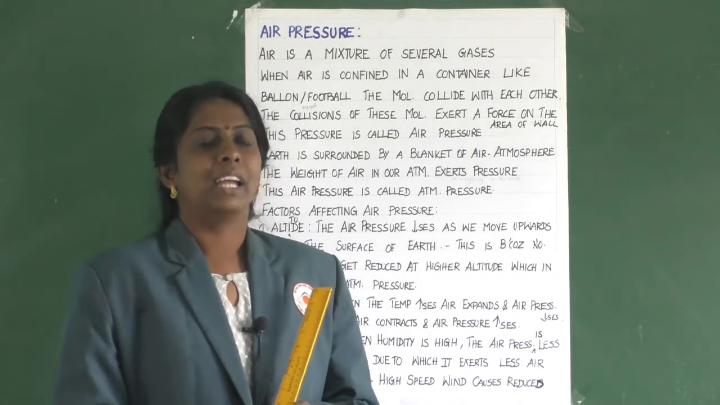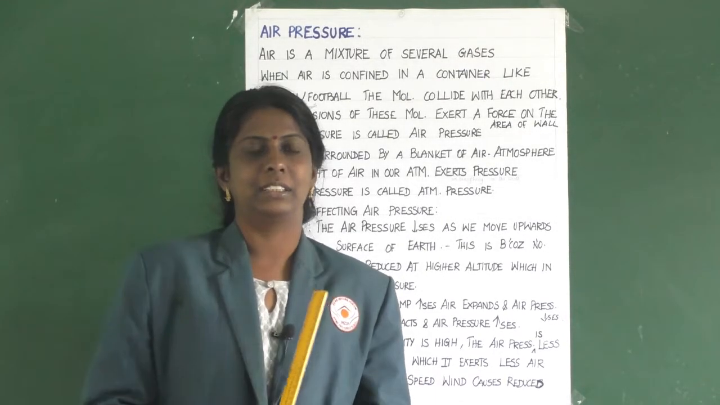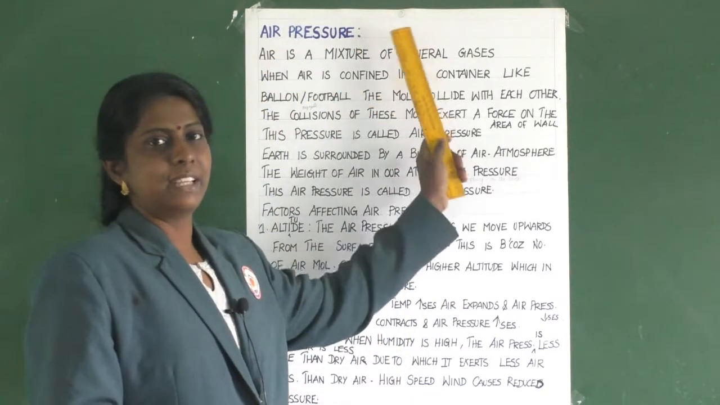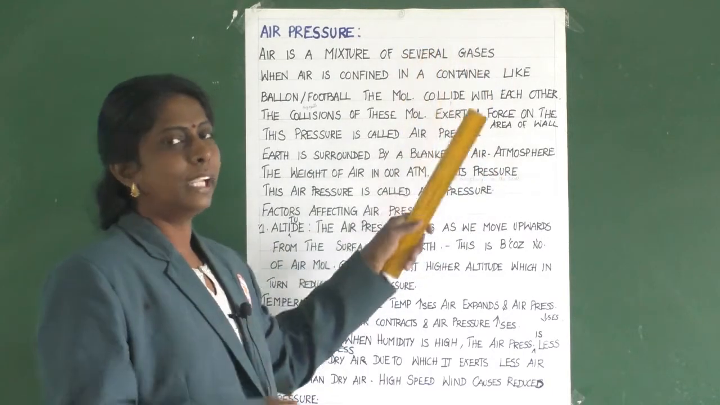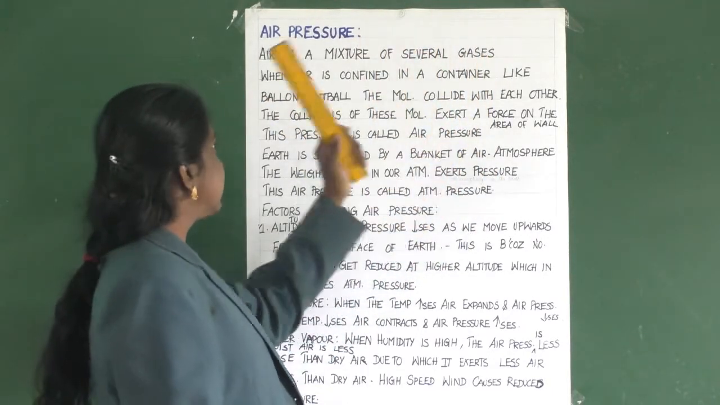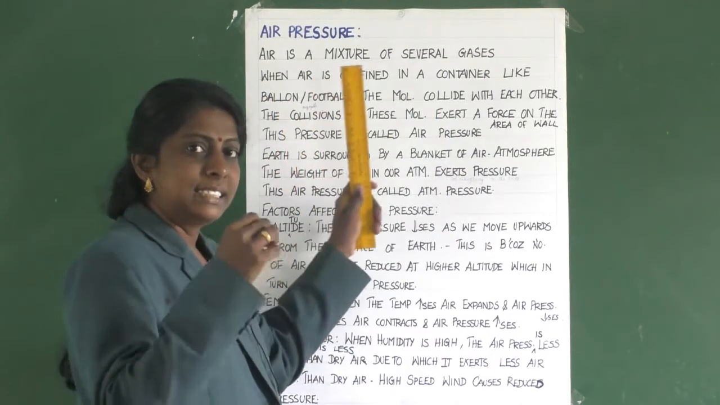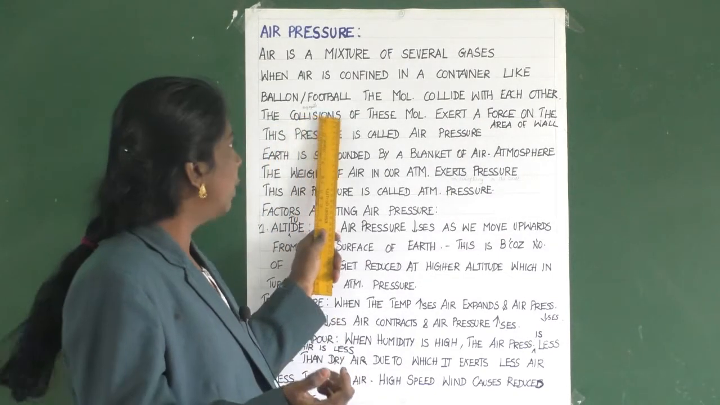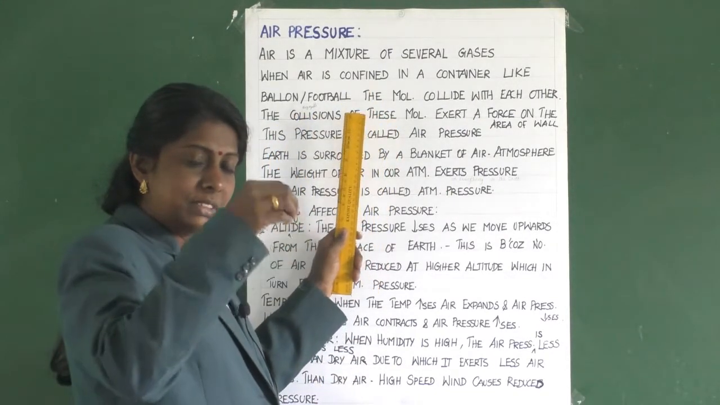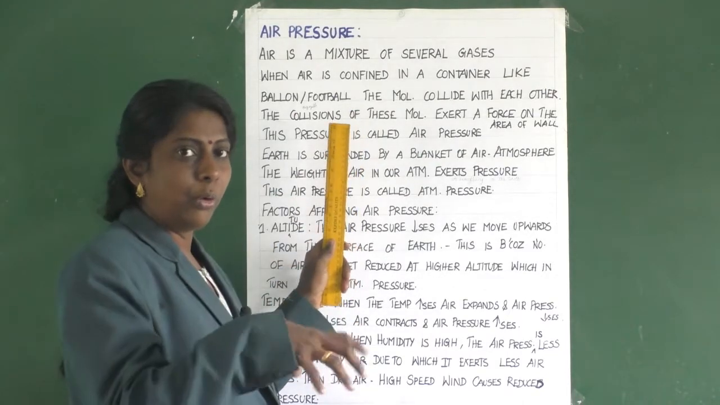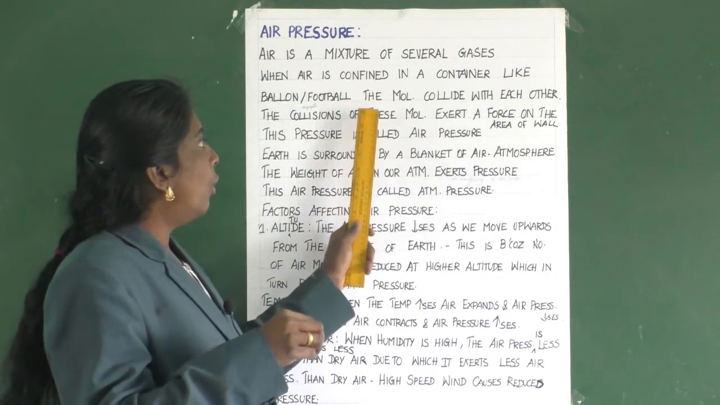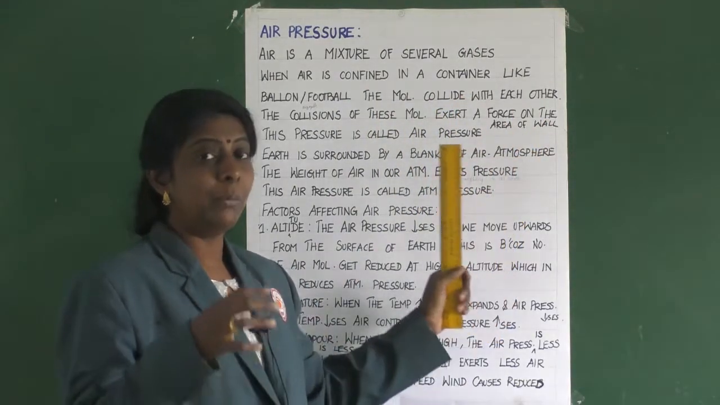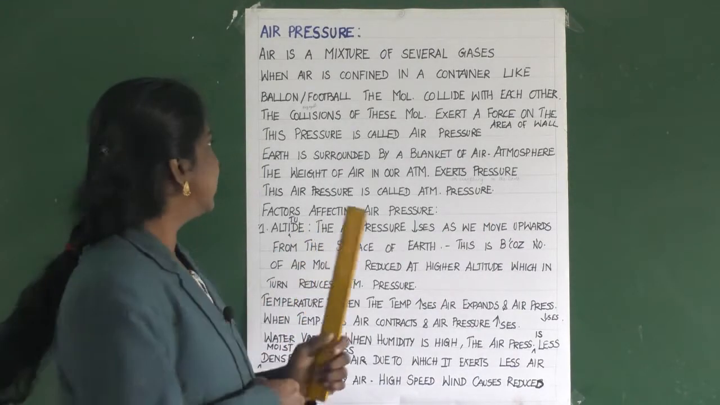Now let us learn about air pressure. So what do you mean by air pressure? Air is a mixture of several gases. So when air is confined in a container like a balloon or football, the air molecules present inside the balloon or football collide with each other.